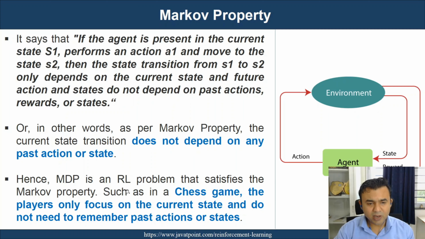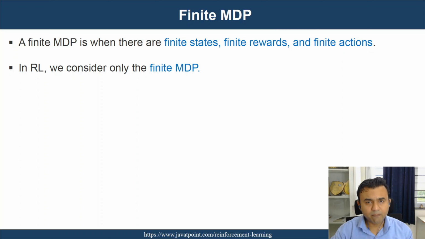Hence, MDP is an RL problem that satisfies the Markov property, such as, let's say, a chess game, where the player only focuses on the current state and does not need to remember the past actions. So let's say you are playing cricket, right? What we focus on is the current ball, how it comes, or you are playing football. It just depends on the current play strategy, how it is coming up, right? So that's the Markov property.